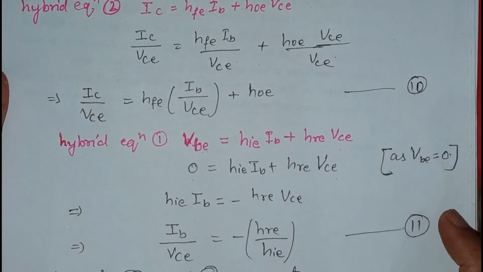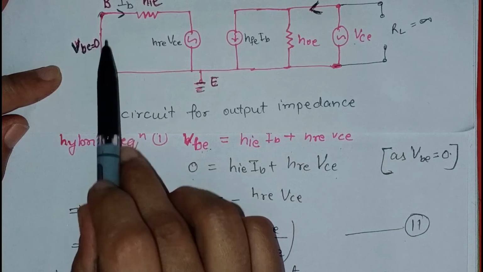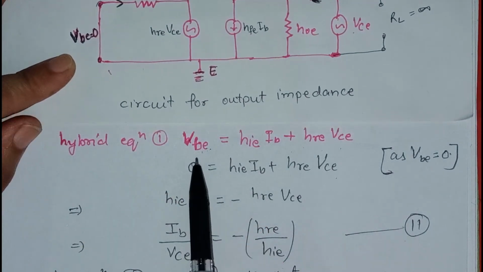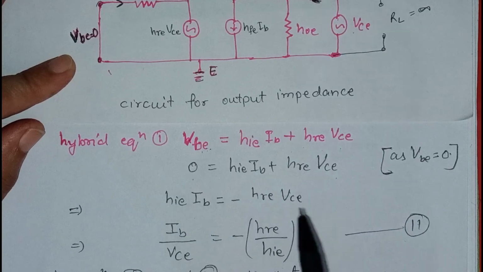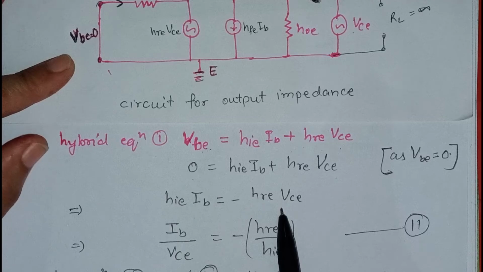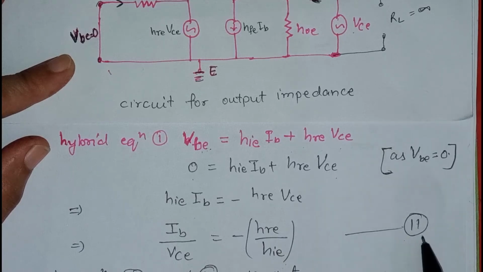Now using equation number 1, the equation is written again. As the input voltage is short circuited, VB equals 0. So we will put VB equals 0 here and we will get this equation. After solving, we get IB upon VCE equals minus HRE upon HIE. We will mark this as equation number 11.